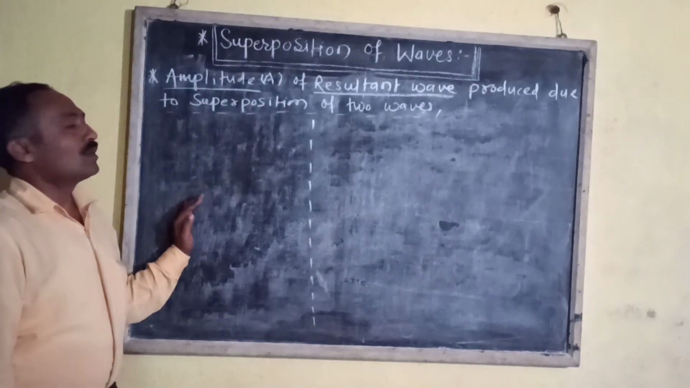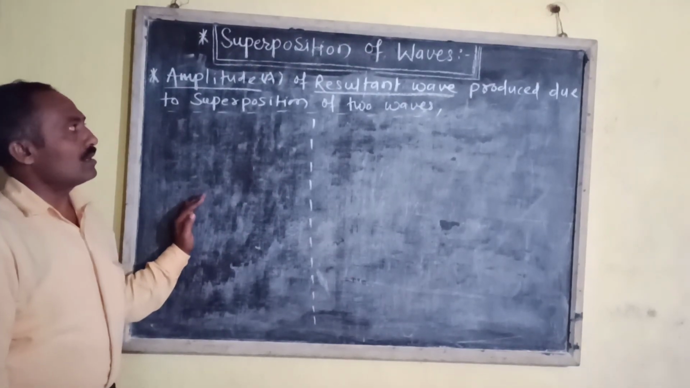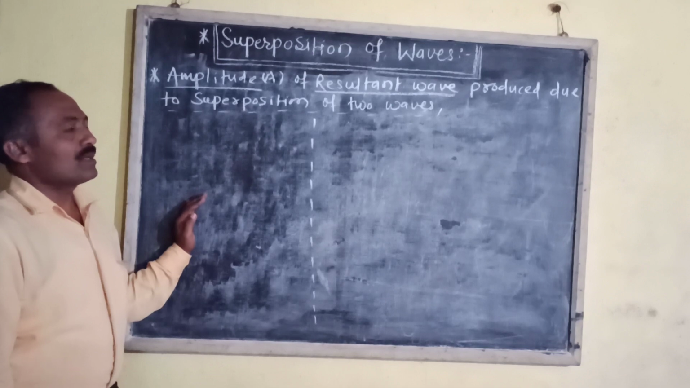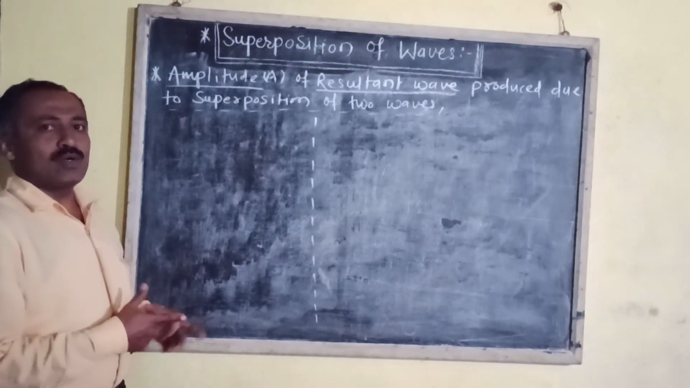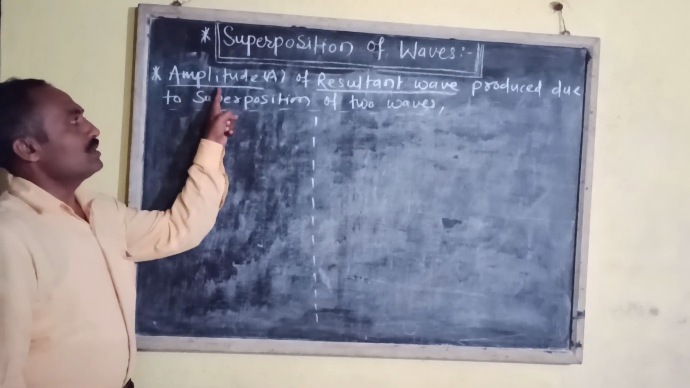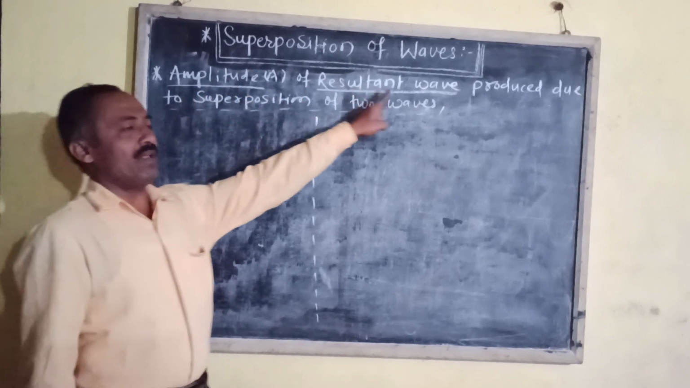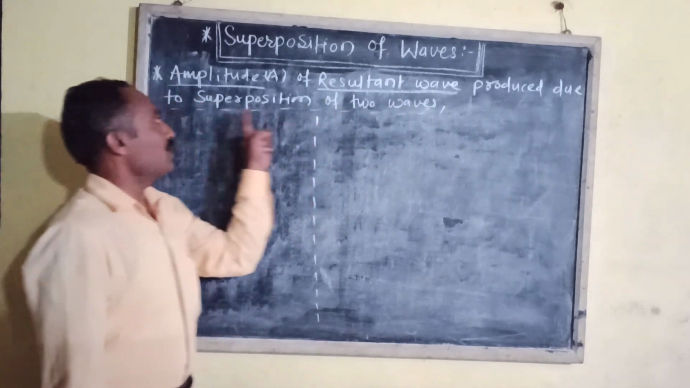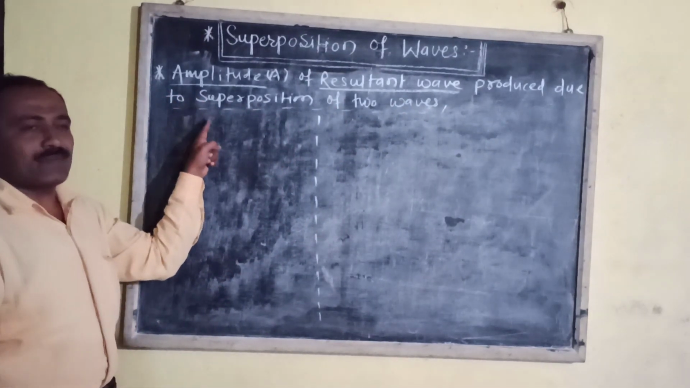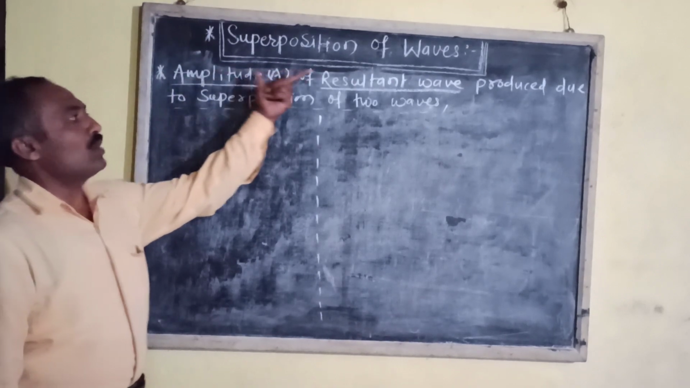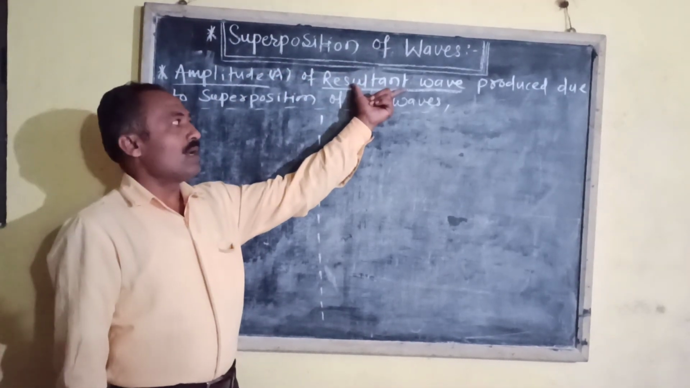Good morning, friends. Last period we saw the principle of superposition of waves. In this period we have to see the amplitude of the resultant wave produced due to the superposition of two waves. We have to obtain an expression for the amplitude of the resultant wave.